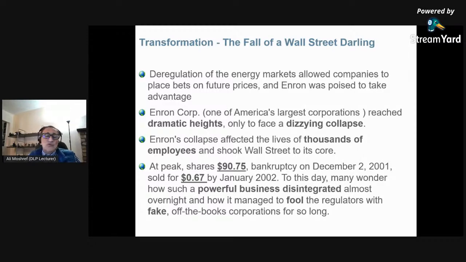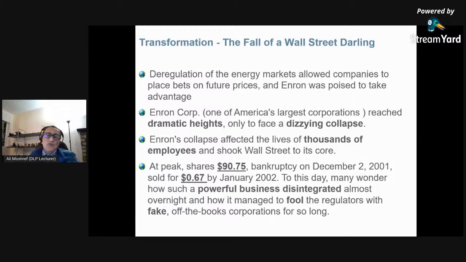I do not want to go through detail of this, but there was a company called Enron, one of the most famous companies with regard to what happened to deregulation. Their share started at $90 per share, and when they went down, the share was sold at 67 cents. And disgracefully, this company disintegrated.